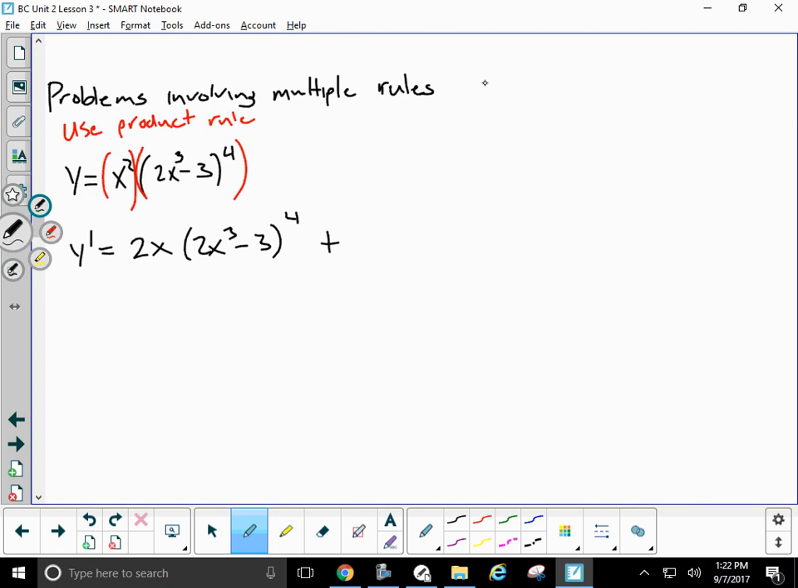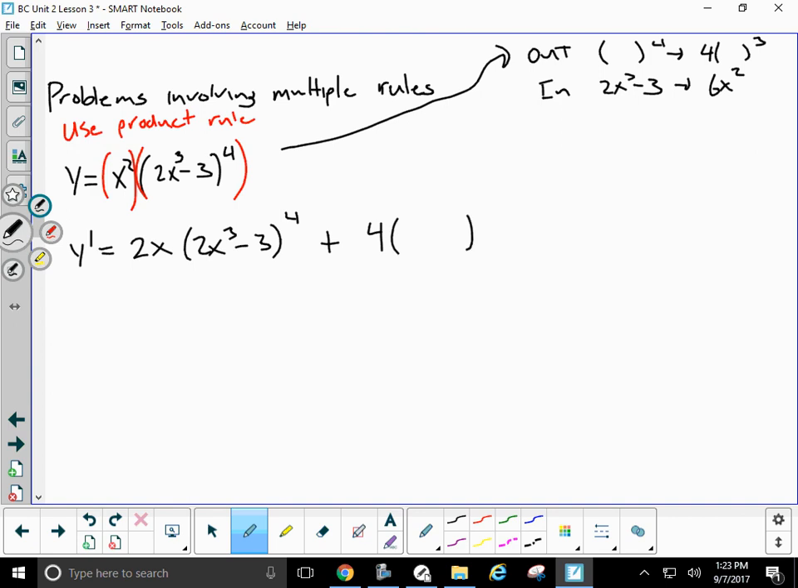So let's just go ahead and I'll do that up here. I have an out, which is my stuff to the fourth power. I have an in, which is the 2x cubed minus 3. The derivative of the out will be 4 stuff cubed. The derivative of the in will be 6x squared. So multiplying those together and filling in the gaps, we'll have the derivative of the second piece: 4 stuff cubed times 6x squared. Fill in what the inside is. The inside was the 2x cubed minus 3.